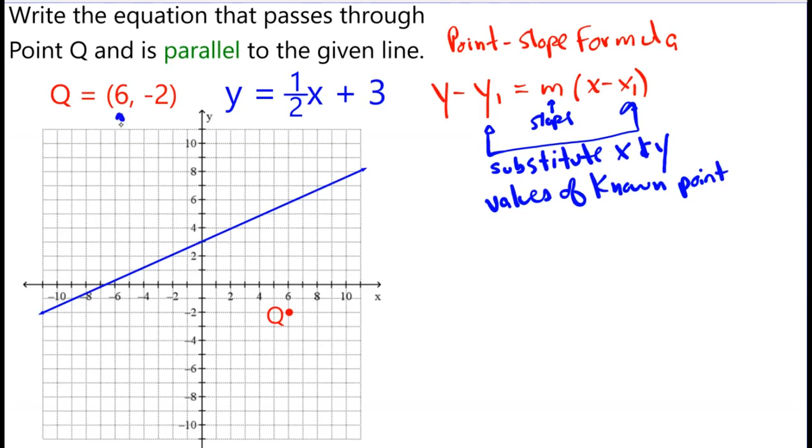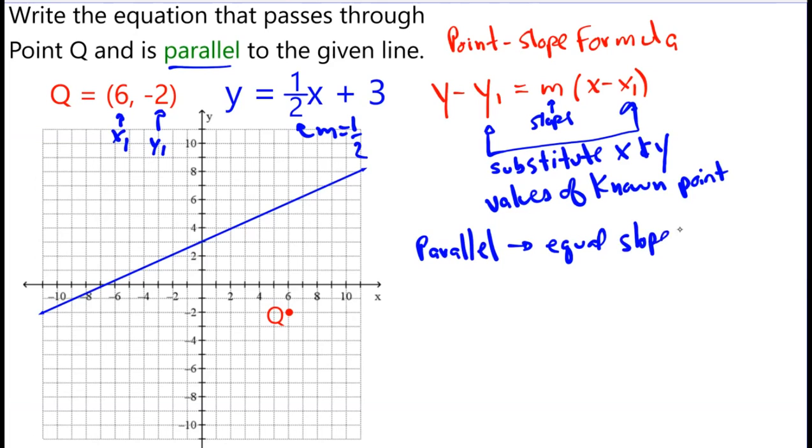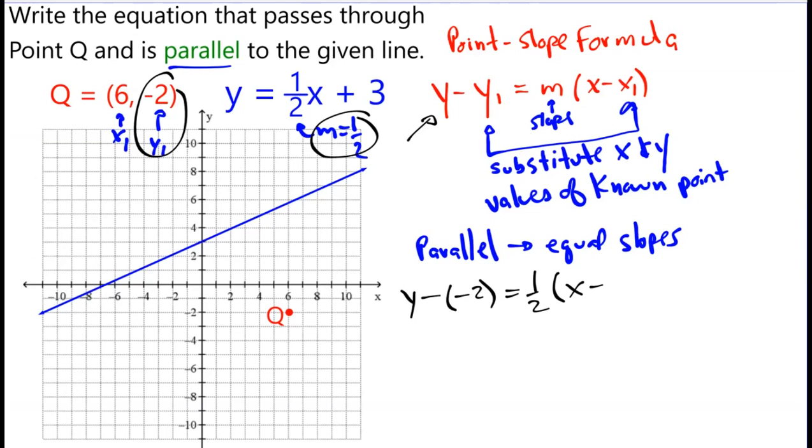So that means we could say that 6 is our x1 and negative 2 is our y1, and our slope m is equal to 1/2, because it said parallel, and parallel means equal slopes. So we can take this now and substitute into this formula. So I have y minus my y1, which is negative 2. So y minus negative 2 equals my slope, which is 1/2, parentheses x minus my x1, which is 6.